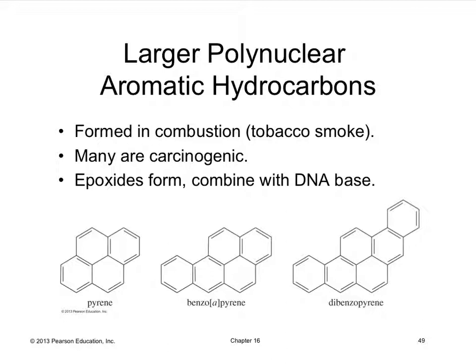Larger polynuclear aromatic hydrocarbons are shown here: pyrene, benzopyrene, dibenzopyrene. These are formed in combustion. An example of that would be tobacco smoke, and many are carcinogenic. So they form epoxides, and as a result, when they form epoxides, they react with DNA bases.